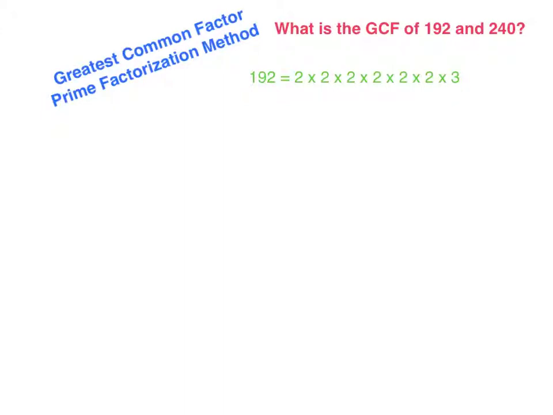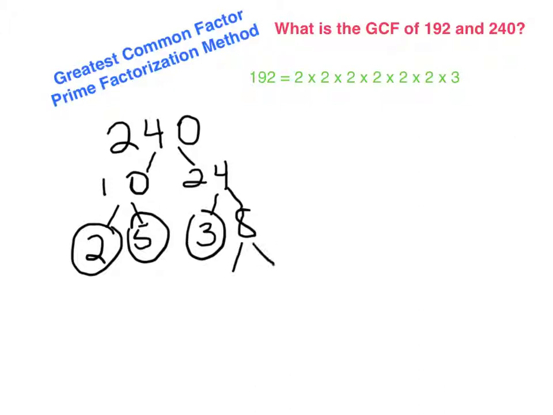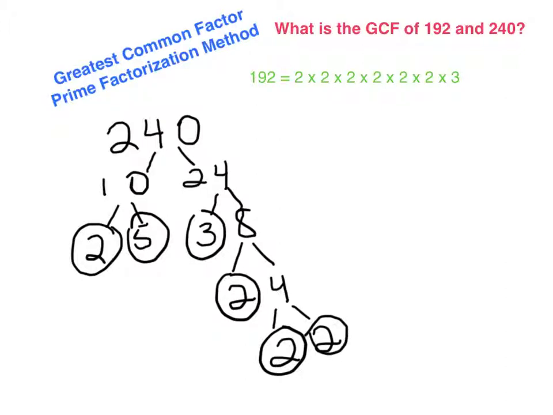Now let's do the factor tree for 240. 240 is equal to 10 times 24. 10 is 2 times 5. 24 is 3 times 8. 8 is 2 times 4, and 4 is 2 times 2. So 240 is equal to 2 times 2 times 2 times 2 times 3 times 5.